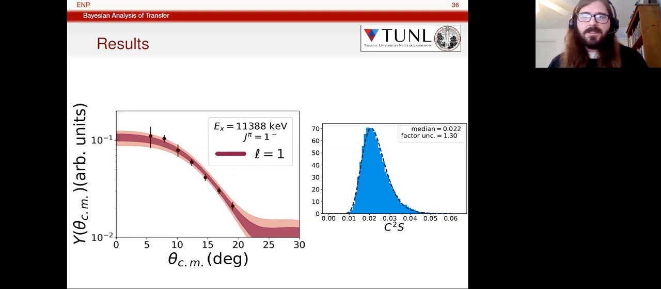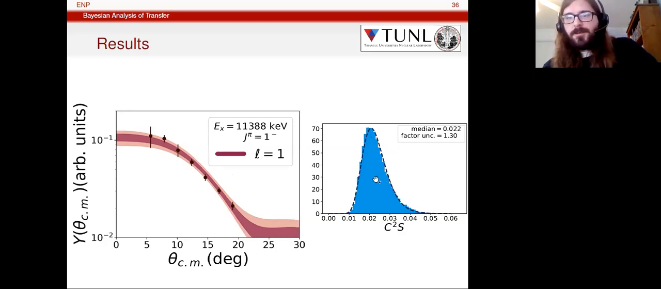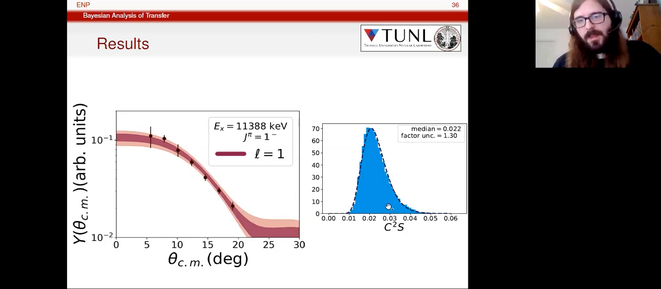We're fitting the elastic scattering at the same time that we're fitting the transfer, so the spectroscopic factor takes all those uncertainties into account. What I'm showing here on the right is the distribution of the samples for the spectroscopic factor, in light blue. If you just take the mean and standard deviation of these, you will get the parameters for a log normal distribution.